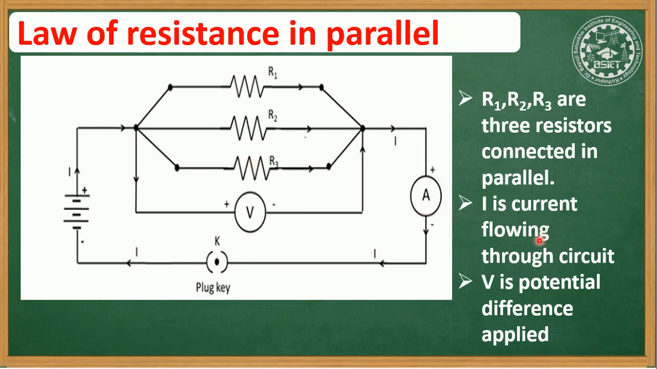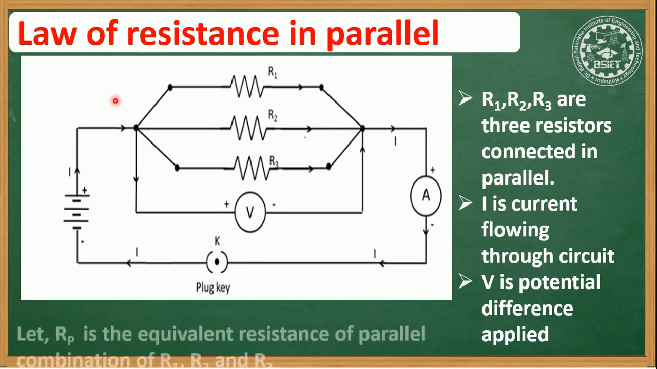I is the current flowing through the circuit. This I is the total current flowing through the circuit, and V is the potential difference applied. Potential difference V means, with the help of this battery, the total V is applied across the circuit. So this is a parallel combination of resistors.